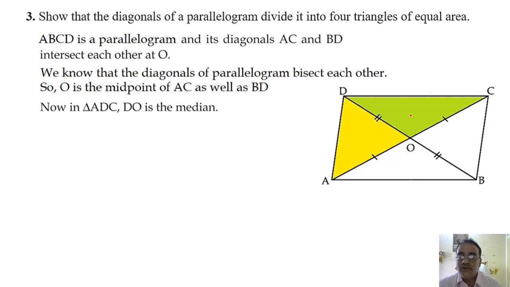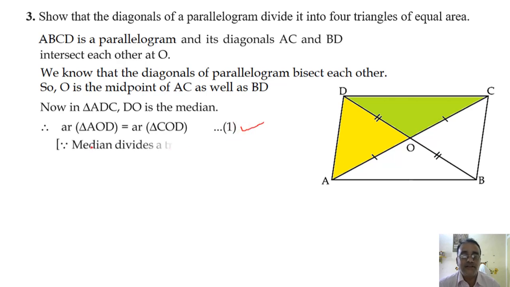Okay? So these two areas are equal. Why? DO is the median. A median divides a triangle into two triangles of equal area. Okay, very good. Right. So let it be equation number 1 and we are going to write the reason also. Okay, up to here, any doubt? No, sir.